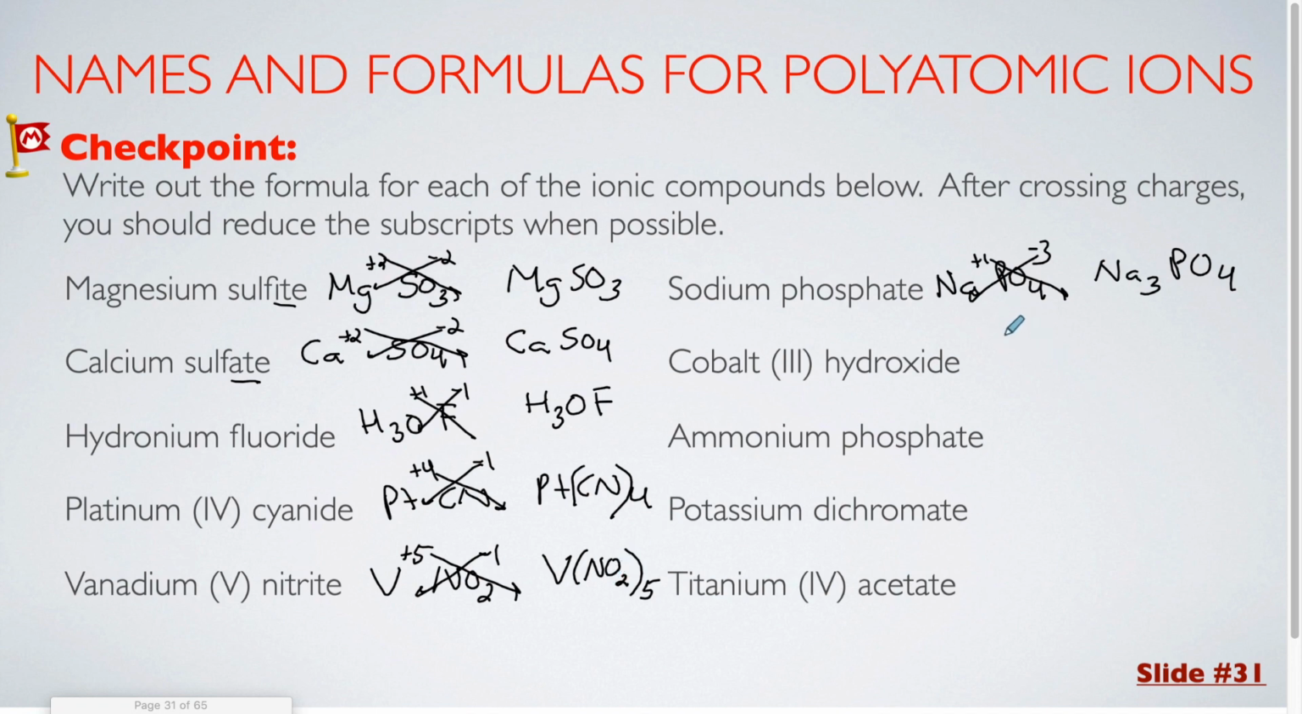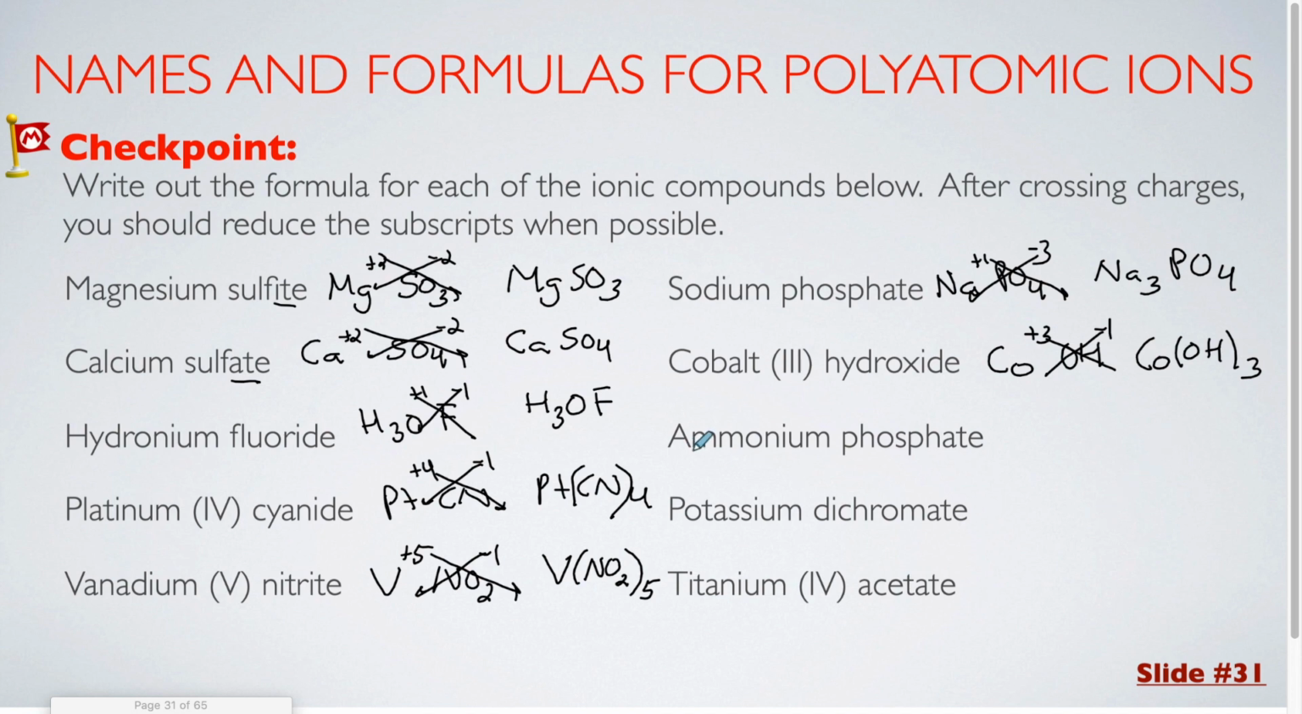Next up, we have cobalt(III) hydroxide. Our cobalt is going to have a +3 charge. Hydroxide always has a -1. Crisscross down, and it looks like we're going to have 3 of the hydroxide. So Co, parentheses, OH, and the 3 is going to go on the outside to show that we have 3 of the entire ion.